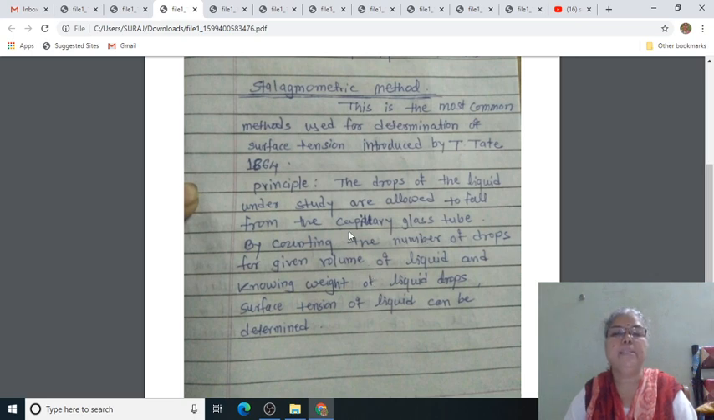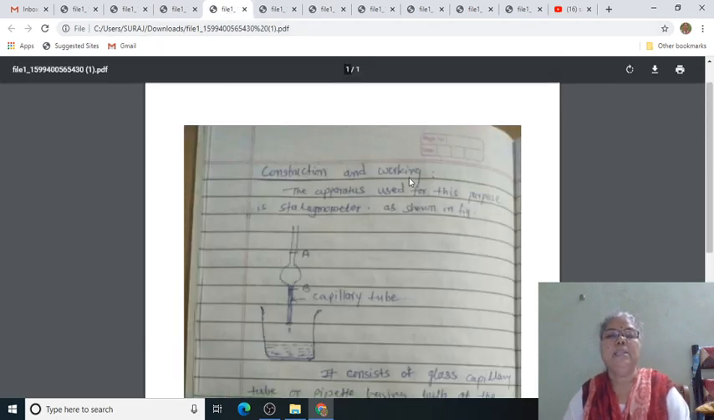I repeat once again the principle behind the stalagmometric method. Here the drops of the liquid under study are allowed to fall from the capillary glass tube. By counting the number of drops for a given volume of liquid and knowing the weight of liquid drops, surface tension of the liquid can be determined. This is the very simple method. Then the construction and working of the stalagmometer.